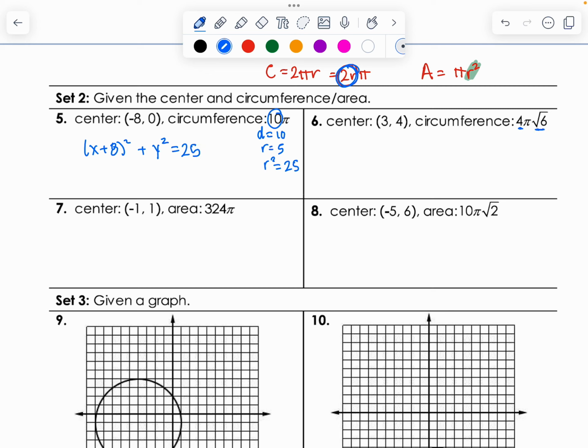Okay, for this one, you want to use 4 root 6. If 4 root 6 equals the diameter, then 2 root 6 equals the radius, and squaring that is going to be 4 times 6, or 24.